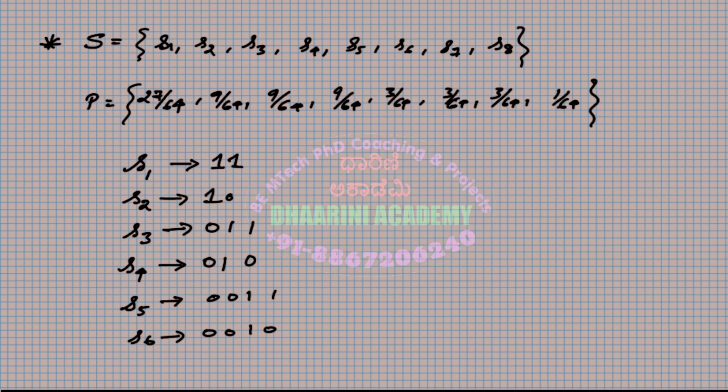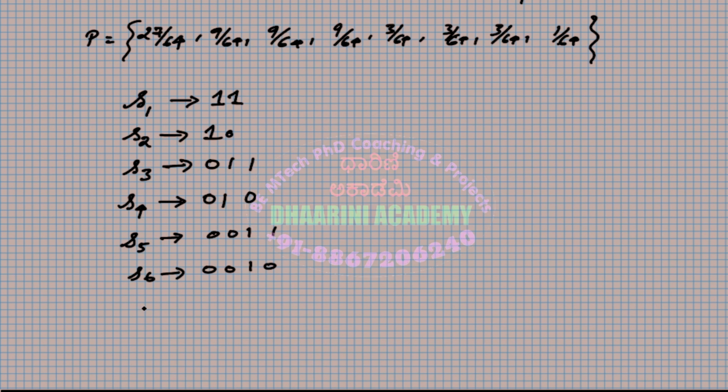All right, we'll go ahead. Then S7 is 0 0 0 1, and S8 is 0 0 0 0. All right, now let us mark the length of each symbol, that is Li. The first ones are 2, 2, 3, 3 and all fours, right?